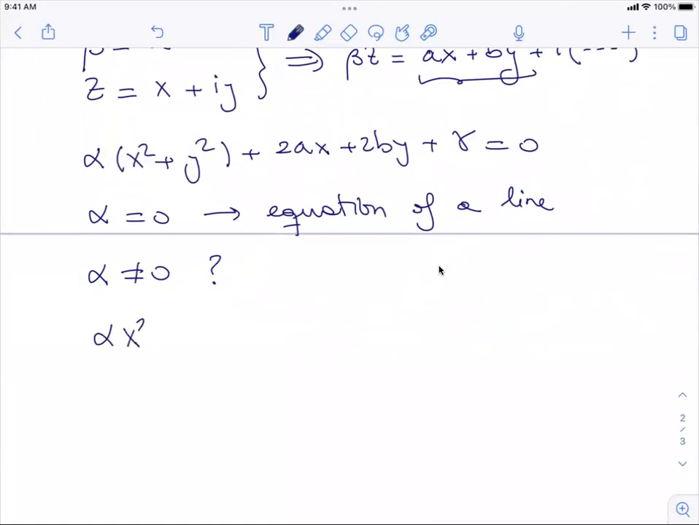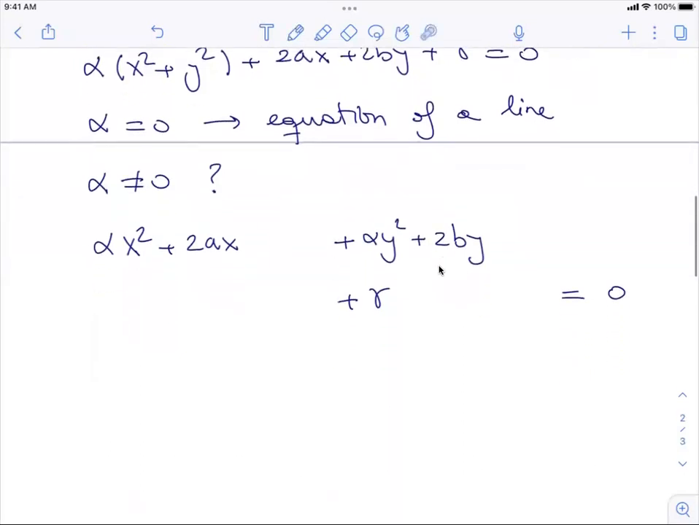So this is alpha x squared plus 2ax, and then alpha y squared plus 2by, and then we have plus gamma equals 0. I'm leaving some space here because we are going to complete the squares. Now, if we want to complete the squares, here we clearly have the square root squared, but we don't see it here.